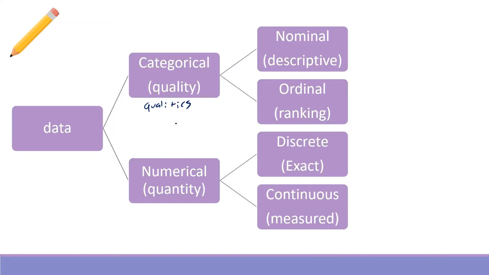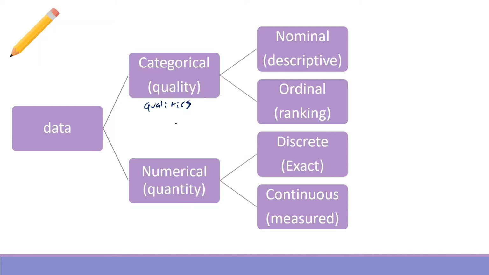Quality in science is like what color is something. You could talk about how reactive it is. You could talk about whether it has claws, whether it has fur, whether it has big eyes, whether it hunts at night. These are all qualities of something. Whereas numerical is about quantity. It's about numbers, how much of something you have.